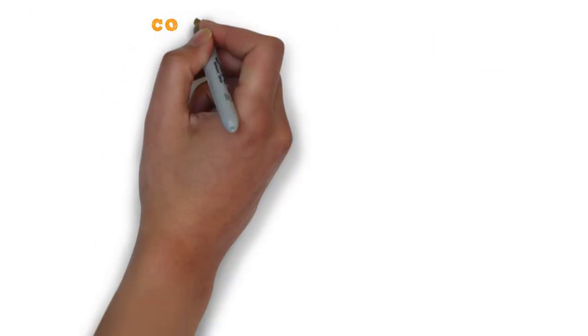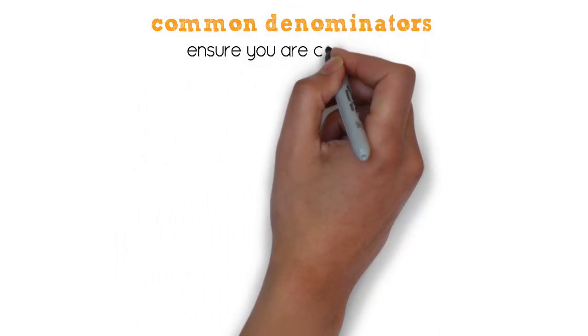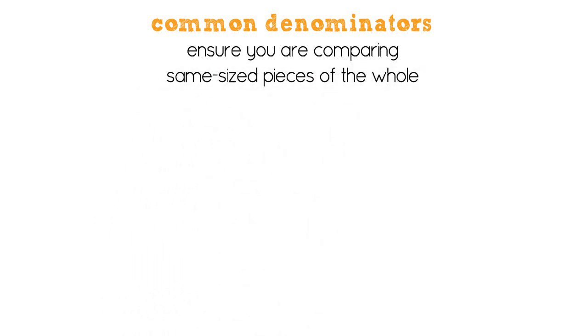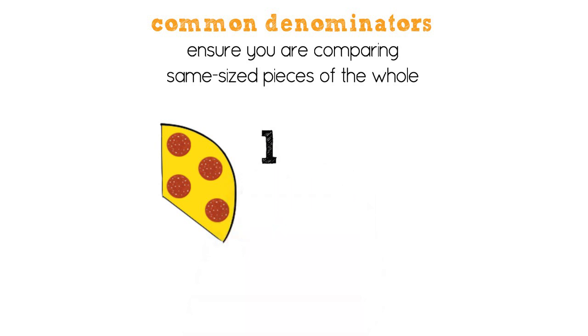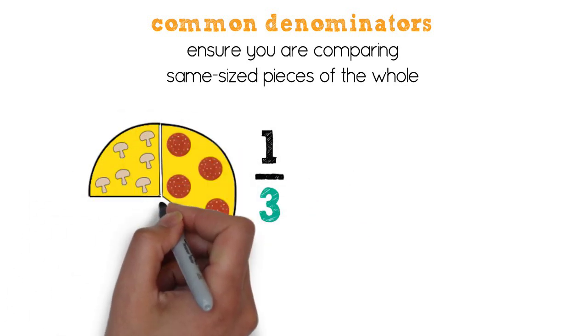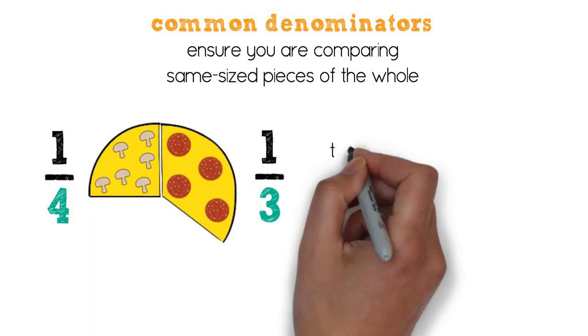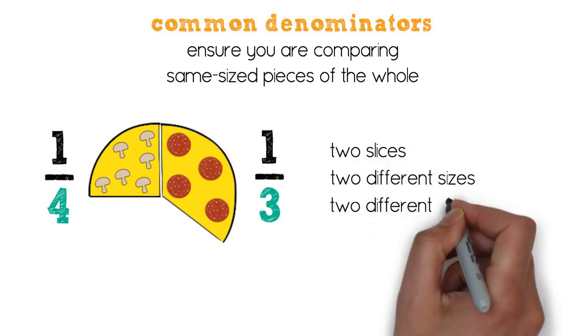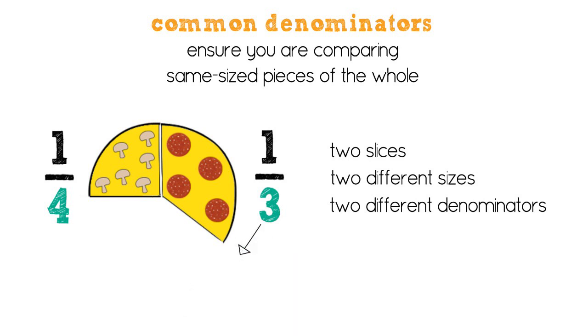Let's get to it. You need a common denominator when adding or subtracting fractions so that you are comparing the same size sections or pieces of the whole. For example, if you have 1/3 of one pizza and you want to add that to 1/4 of another pizza, you know that you have two slices of pizza, but they're different sizes. You have to make the denominator the same so that you can correctly compare the two fractions.